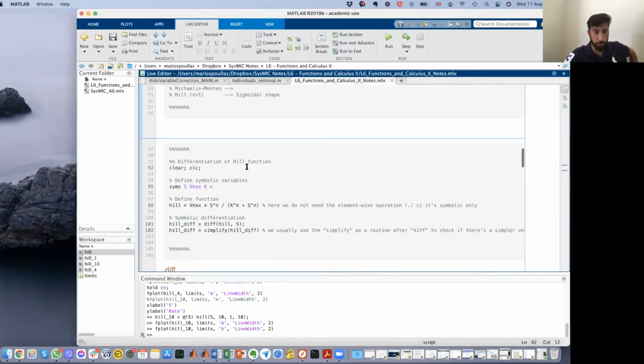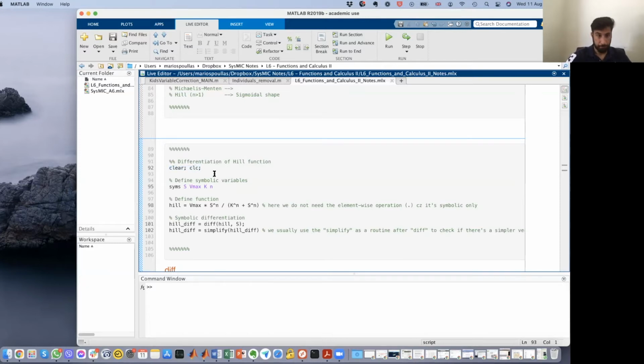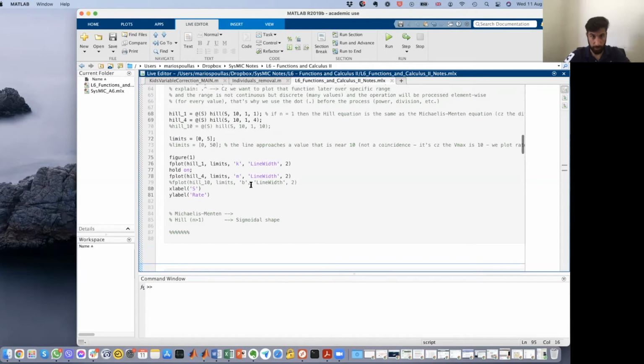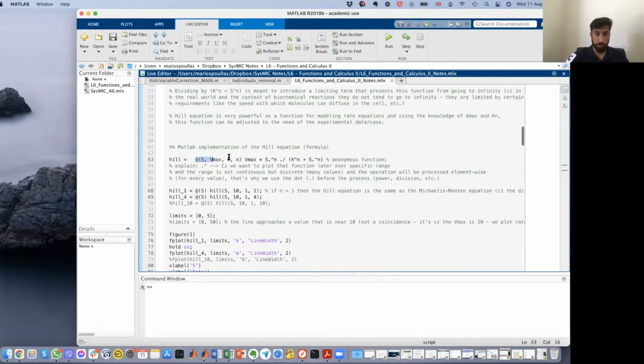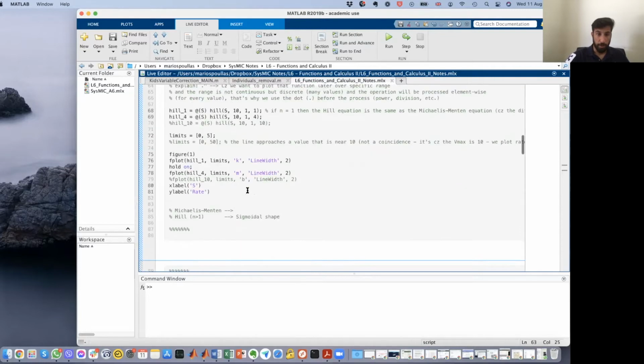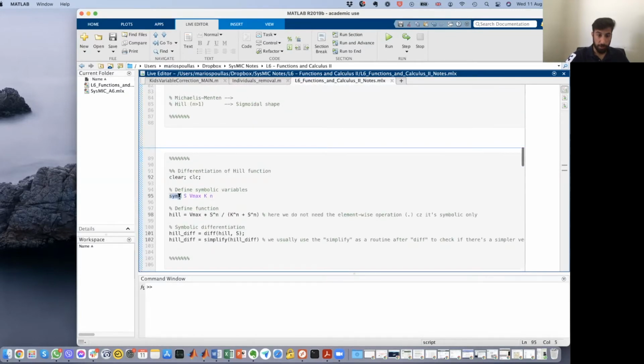Let us now proceed to the differentiation of the Hill function, which is basically the main part of this lecture. I'm using clear and clc to clear everything from the workspace and the command window. And now we've got a fresh workspace to start. We are defining the symbolic variables. This time I'm not defining them as we did earlier, using the anonymous function. We are using the syms function.